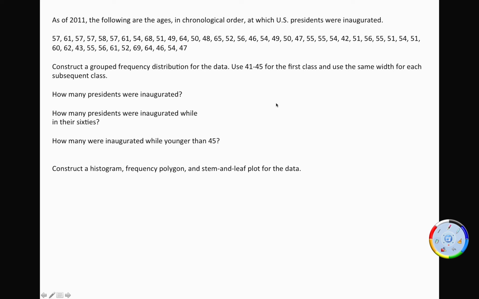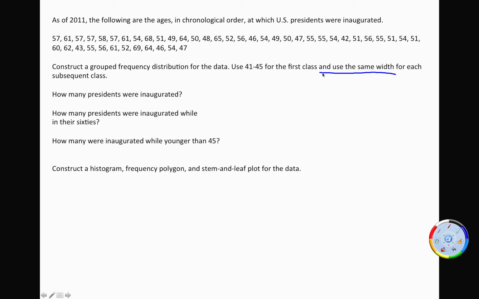As of 2011, the following are the ages in chronological order at which U.S. presidents were inaugurated. So here's my data. Construct a group frequency distribution for the data. Oh, and it gets me started. Use 41 through 45 for the first class, and of course the same width for each subsequent class.